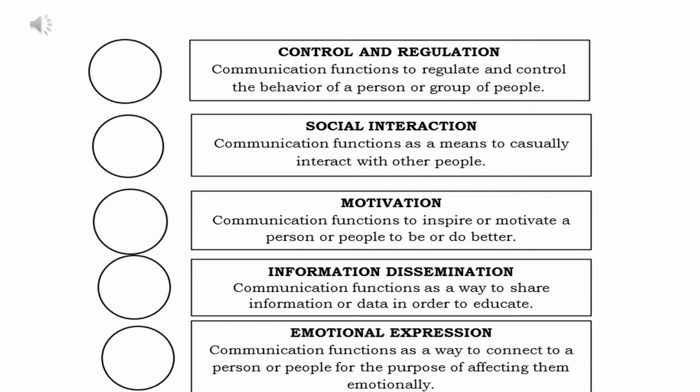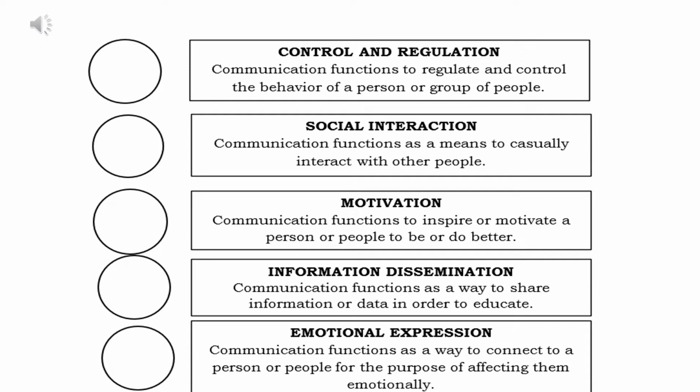So after reading the five functions of communication, let us try to connect the photos with these functions. How about control and regulation? Which photo do you think belongs to it? Okay, again, you go back to the five photos. You get it correct. You have there the mother who's trying to explain something to her daughter. Remember, you have there a photo of a mother who's trying to explain or tell something to her daughter. That photo belongs to control and regulation.